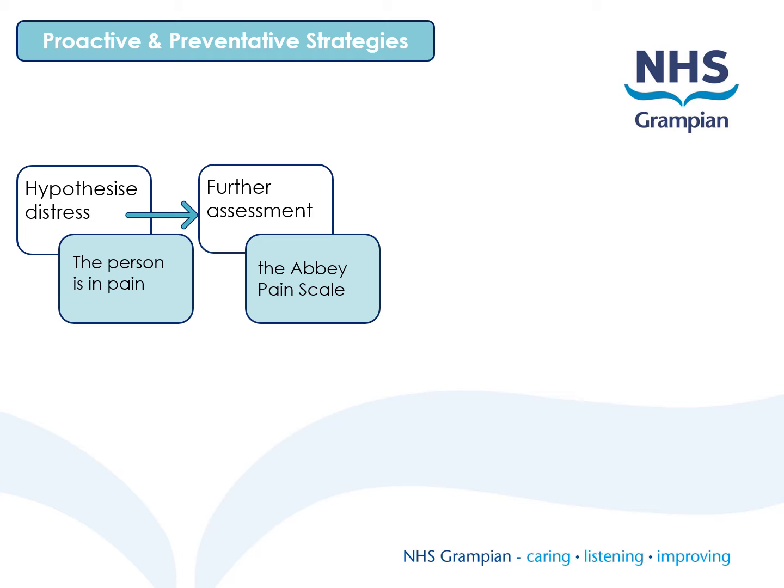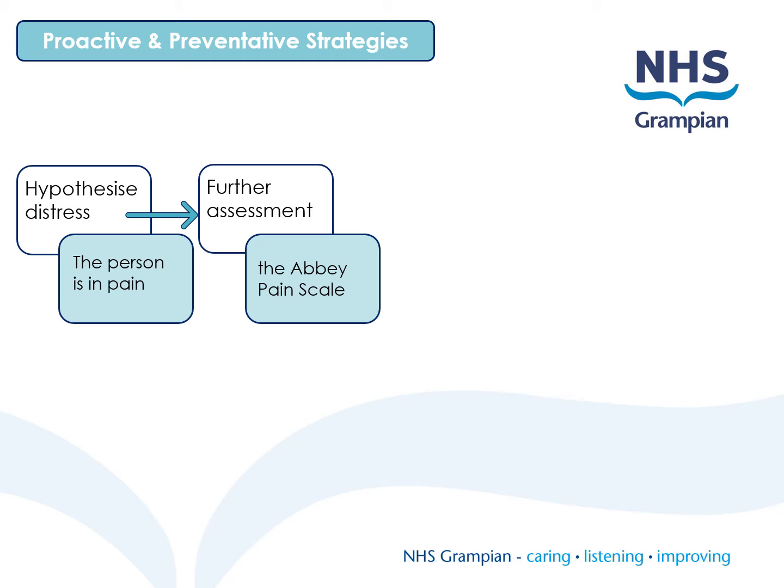We then need to agree if further assessment is required to establish if our hypothesis is likely to be accurate. Further assessment might involve behavioural charts, observations, or utilising outcome measures. In this example, the staff team agreed that further assessment would be helpful, and they used the Abbey Pain Scale.